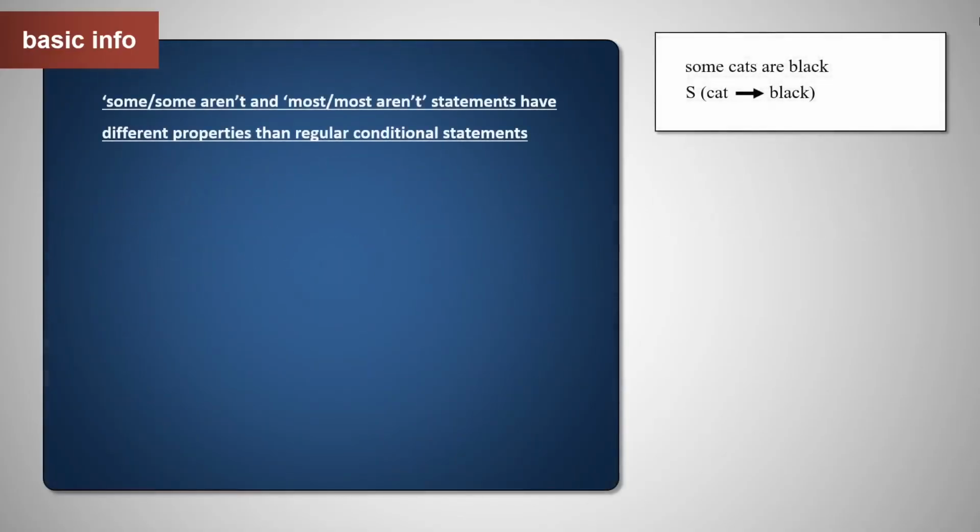Okay, now let's take a look at what these statements mean in a little bit more detail. Here I have "some cats are black," and I've symbolized it with a little bit of a modification. I put an S outside of the conditional statement with parentheses to indicate that it is a some statement. As I've written here, "some" and "some aren't" and "most aren't" statements have different properties than regular conditional statements.